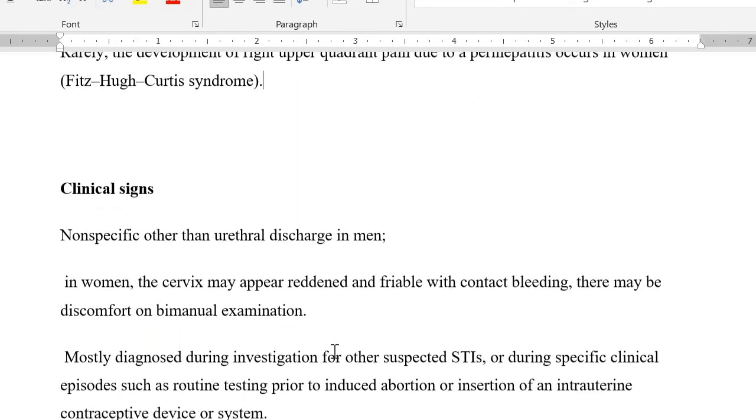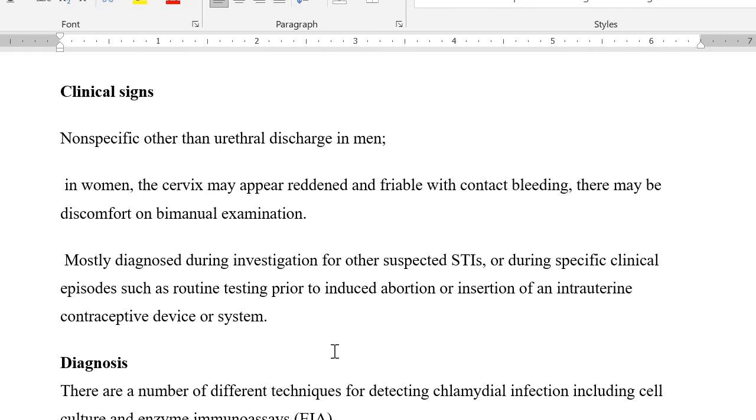Then what are the clinical signs? Non-specific, other than urethral discharge in the men, and in the woman, the cervix may appear reddened and friable with contact. There will be bleeding, and there may be discomfort on the bimanual examination.